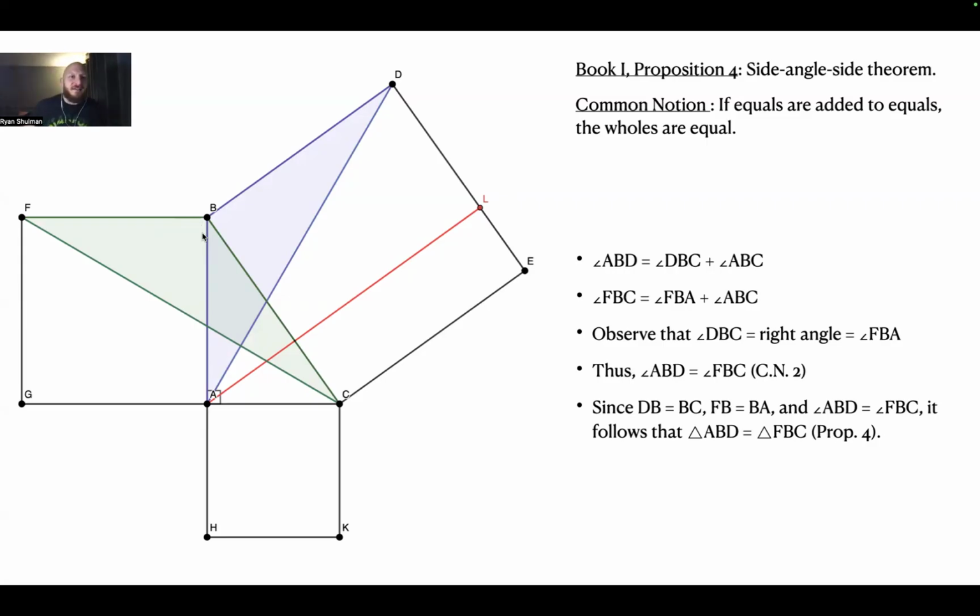And finally, because side DB is equal to side BC by construction, side FB is equal to side BA by construction, and because, as we just have shown, the angles between those sides, the angle between DB and BA, and the angle between FB and BC, are equal, we have the side angle side congruence, meaning the purple triangle is congruent to the green triangle by proposition 4, side angle side.